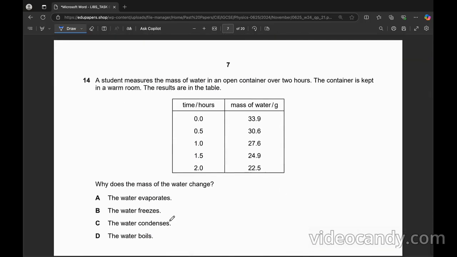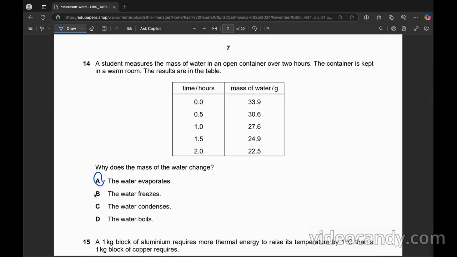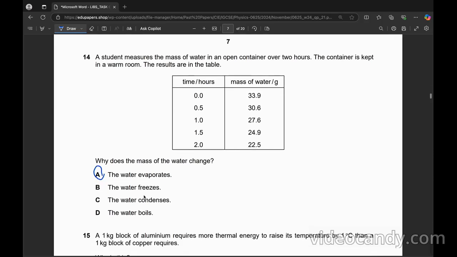So 14. A student measures the mass of water in an open container over 2 hours. The container is kept in a warm room, and the results are in the table. I'm just going through the results, and you can see that the mass decreases, and it asks why the mass changes. So it's obvious the water evaporates and the molecules escape. So the mass decreases, and the others don't really make sense. I mean, the mass doesn't really change when you go through a phase change, so only evaporation.